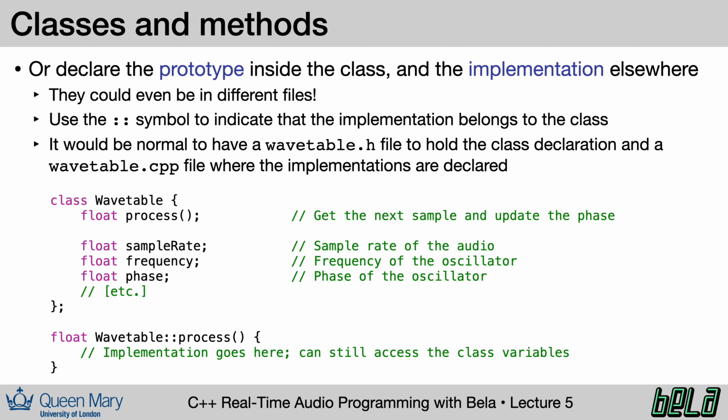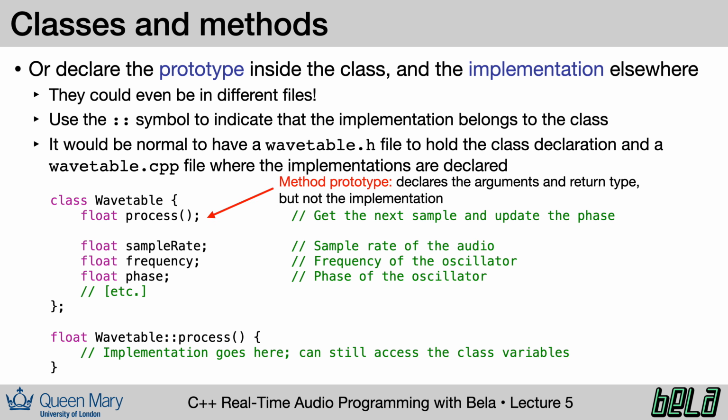There's also a way of implementing a method outside the definition of the class. In this case, we only need to declare the prototype within the class definition. That is basically the name and arguments of the method, but just with a semicolon at the end. Then somewhere else outside the class definition, we can declare it using this :: operator. So you see in this example, we can declare float Wavetable::process, and then we have our implementation. This basically tells the compiler that this code belongs as the implementation of the method declared in the class.